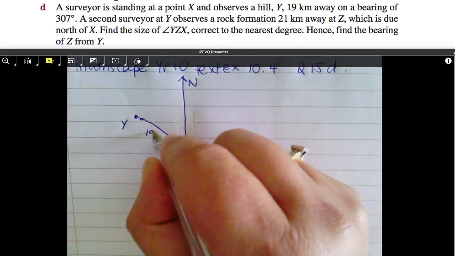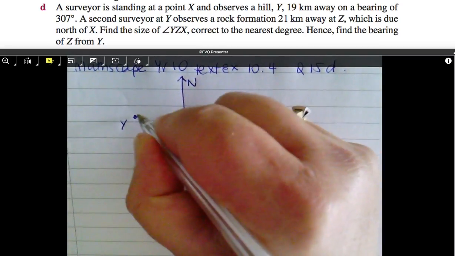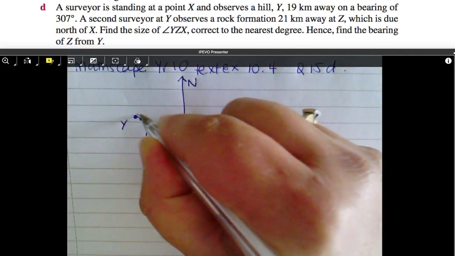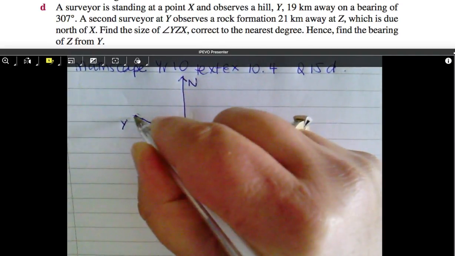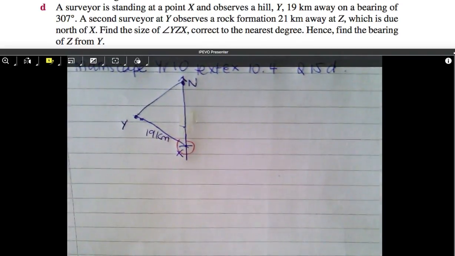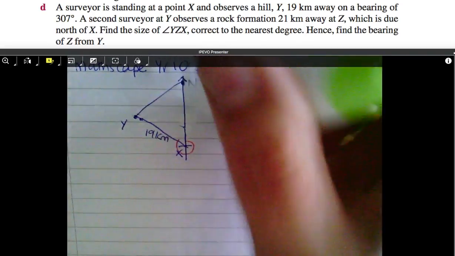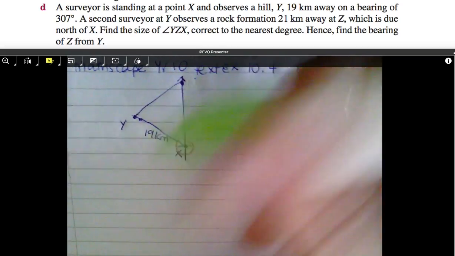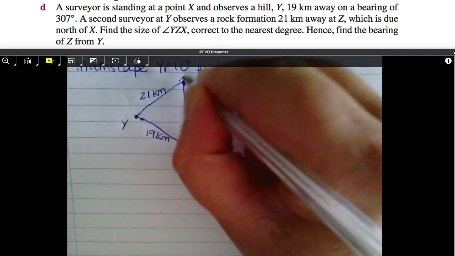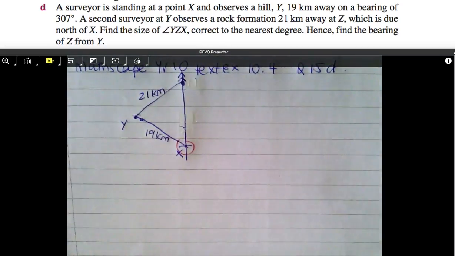This first one was 19 kilometres away. If it's 21 kilometres away, I don't think it would be down here. Do you understand? That would be too short. If that's 19, 21 would be more than likely up this direction there. So I'm going to put Z all the way up there, 21 kilometres. And I probably should even make it longer than that, but I just don't have the room to do it.